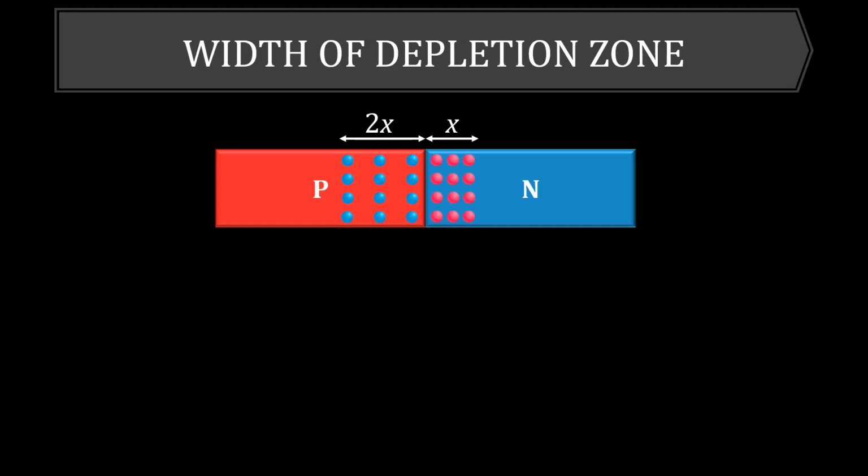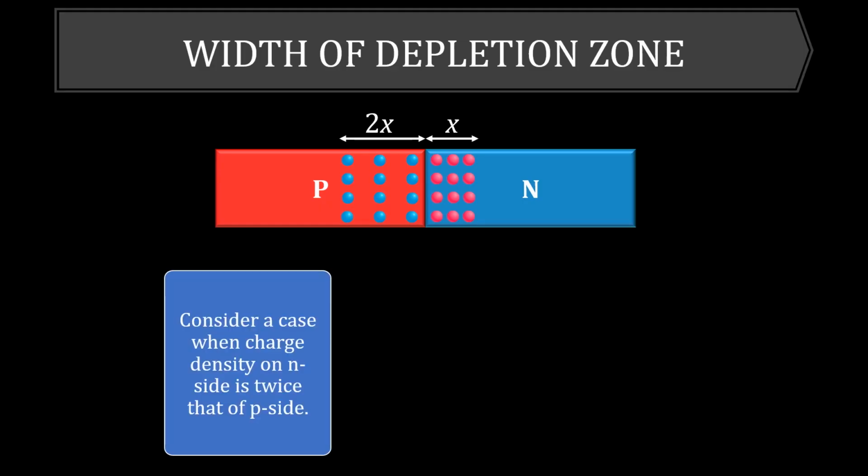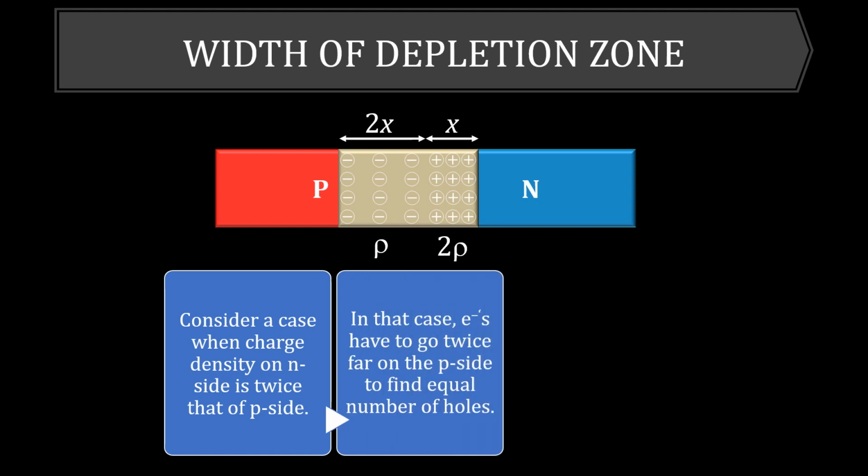Now we want to understand when the charge density on N side is twice that of the P side. If the charge density on N side is large, the electrons will be very close by, and because the charge density on the P side is less, the holes are far apart. The electrons from N side will diffuse to the P side. Because the number of electrons on N side is twice that of the number of holes on the P side, these electrons have to go twice as far on the P side.